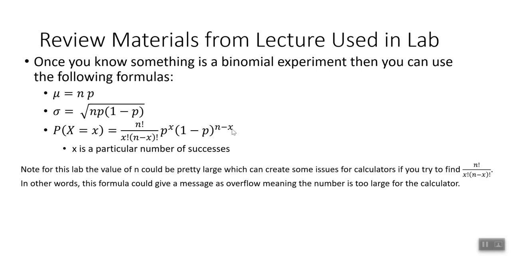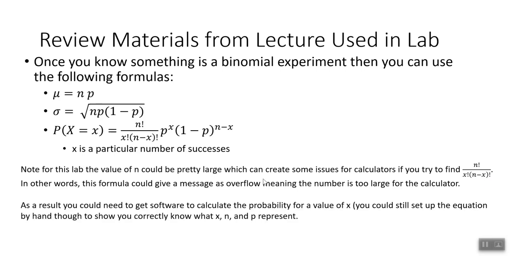For this lab, the value of n could be large depending on how many students are in your lab room, which could create some issues for the calculators if you try to find the combination, n factorial over x factorial times n minus x factorial. In other words, this formula could give you a message as overflow, meaning the number is too large for the calculator if you're trying to find the combination part. So if you get an error message, don't worry. You can use software to calculate the probability of any value of x. You could still set up the equation by hand, though, to show you correctly know how to identify x, n, and p.